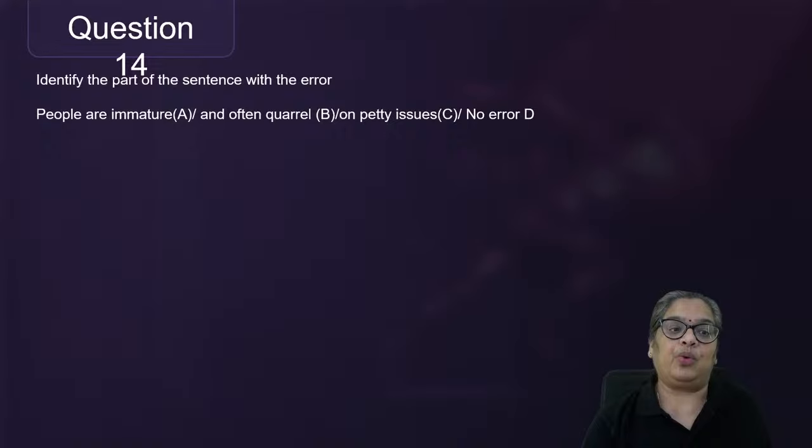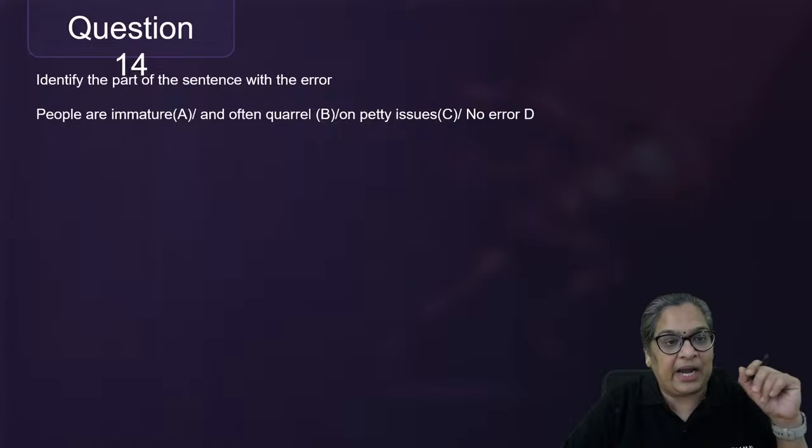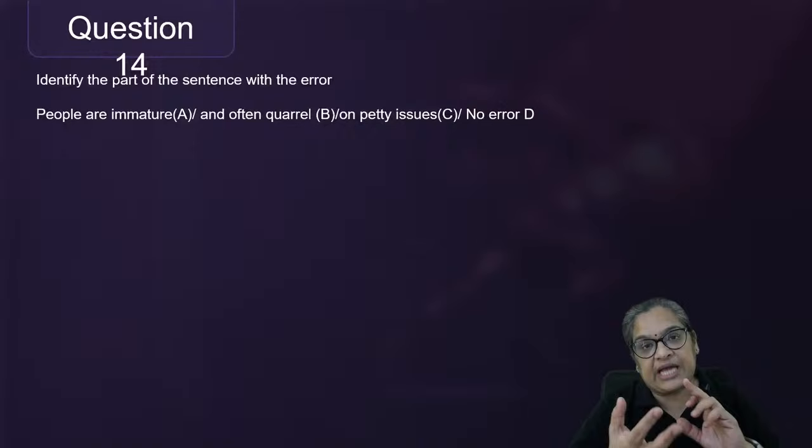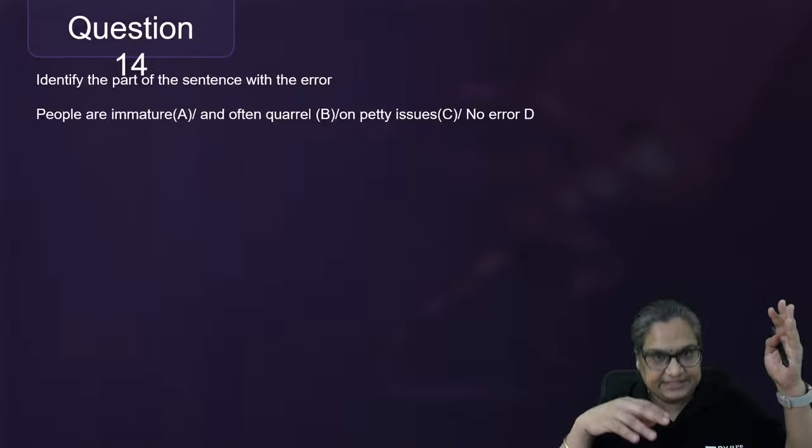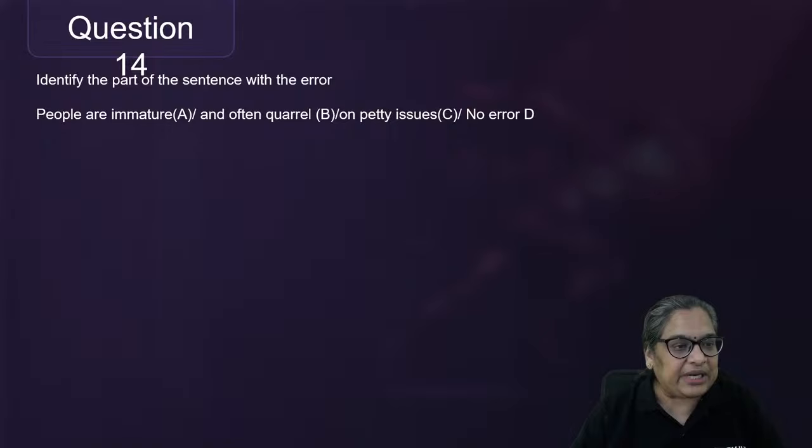All right. Question 14. Use of prepositions. I've actually mixed up both prepositions and usage questions. People are immature and often quarrel on petty issues. Which part of the sentence has an error? They'll give you 5 sentences, but you just have to identify if the sentence has an error or not. Here you tell me which part of the sentence has an error.